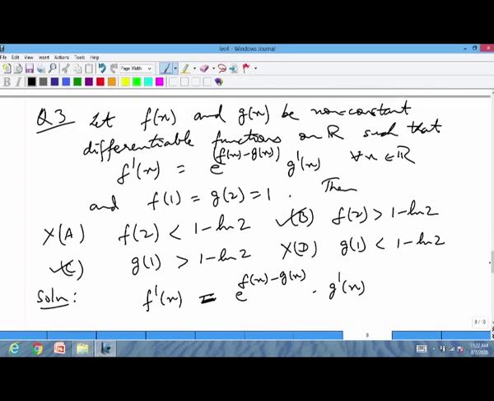Again, you should note that if in this question it was not given that these are non-constant functions, then you can take f and g to be the constant function 1, and then clearly this equality is satisfied because both sides are 0. So, in that case f of 2 will also be equal to 1 and g of 1 will be 1, which is clearly bigger than 1 minus log 2. So, you can easily get options B and C without doing any work.